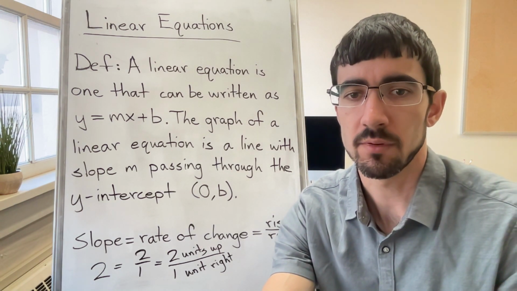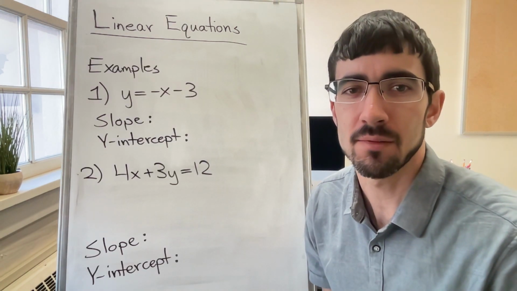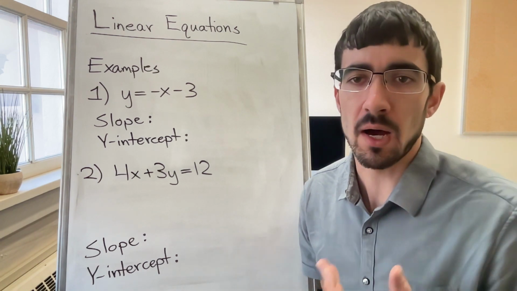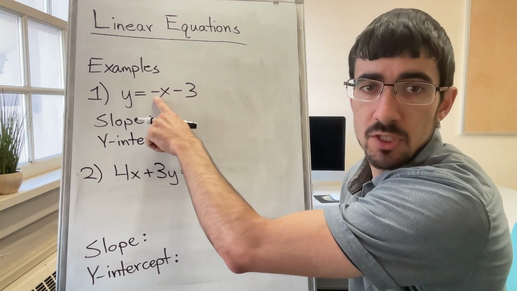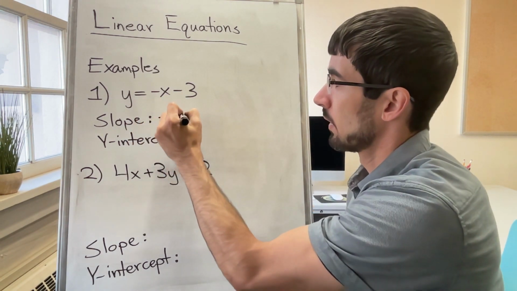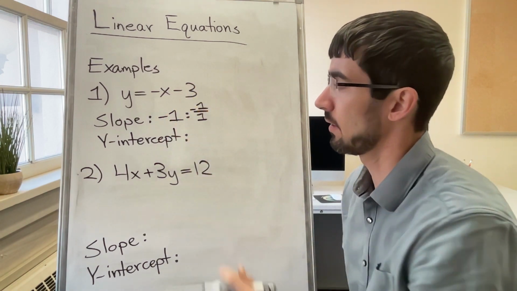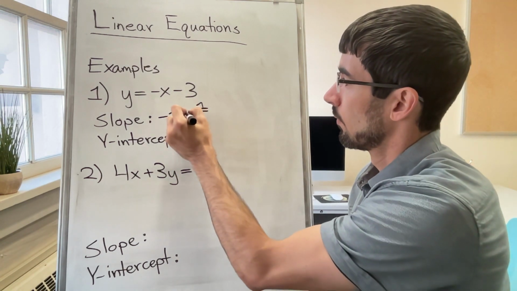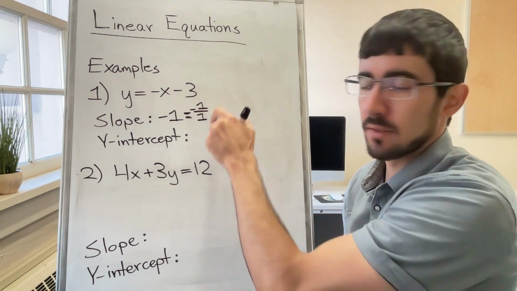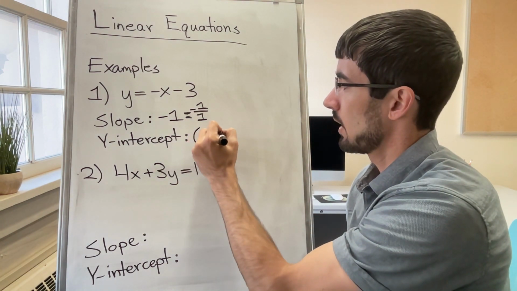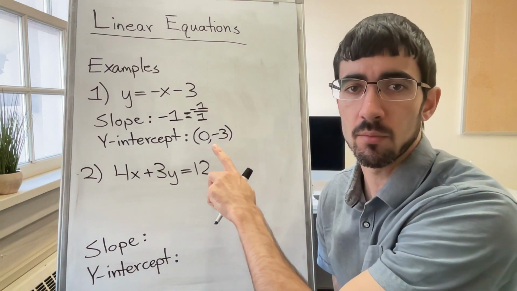Let's look at some examples of linear equations. First, we have the equation y equals negative x minus 3. This is in the y equals mx plus b form. The slope is this first coefficient, which I would interpret as negative 1. Remember, slope is rise over run, so I might think of that as negative 1 over 1. The y-intercept, the y value, is given by this last number, so the y-intercept is a point at (0, negative 3). That is where the graph of this line crosses the y-axis.